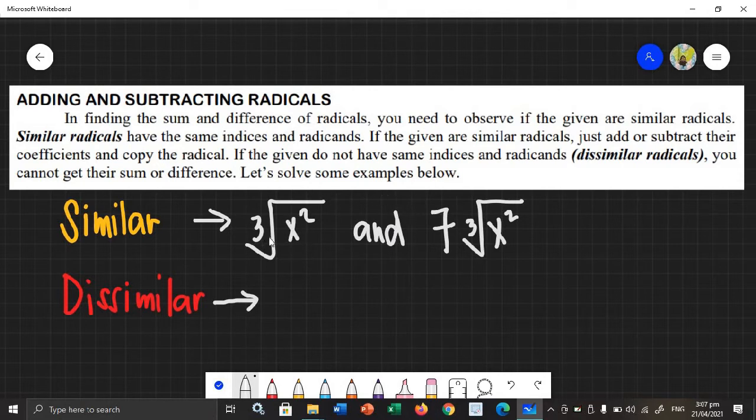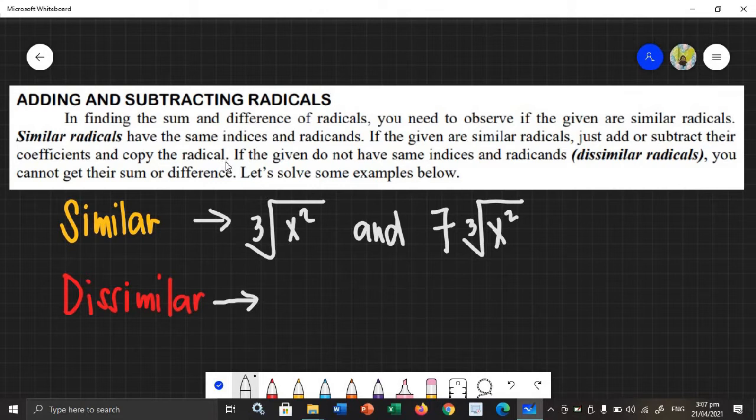Kasi yung indices nila and yung radicand nila ay exactly the same. Even the exponent inside the radical sign, dapat same na same sila. If they are not the same, therefore they are dissimilar. So if the given are similar radicals, therefore you just need to add or subtract their coefficients, and then you will be copying the radical.